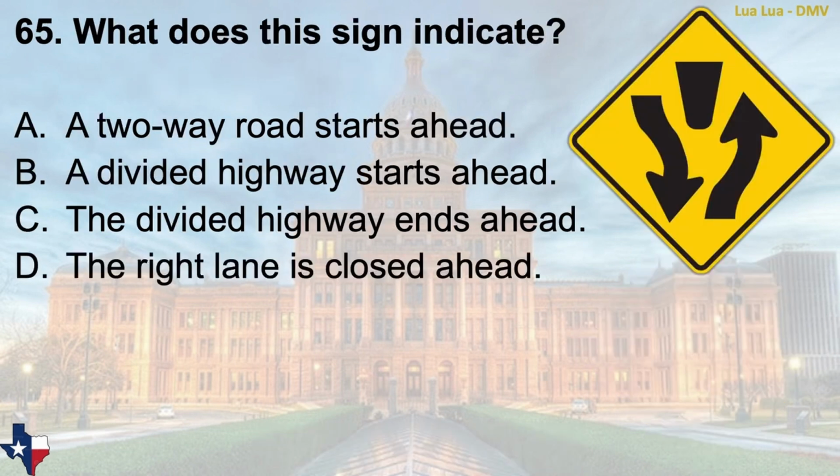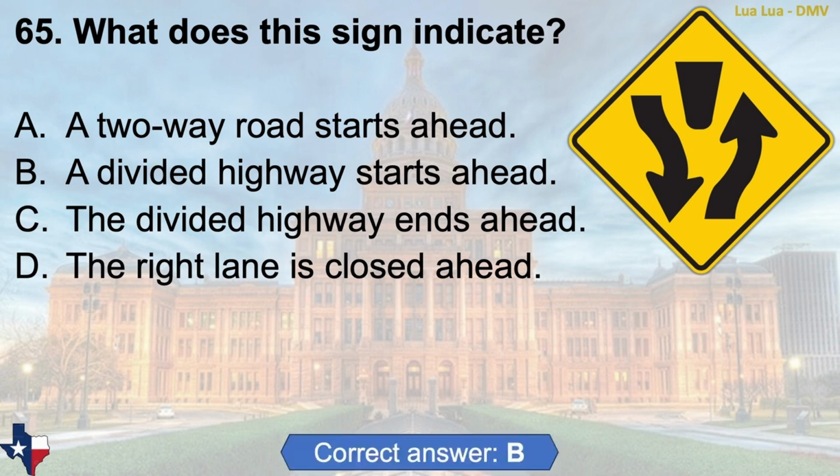Question 65. What does this sign indicate? A. A two-way road starts ahead. B. A divided highway starts ahead. C. The divided highway ends ahead. D. The right lane is closed ahead. The correct answer is B. A divided highway starts ahead.